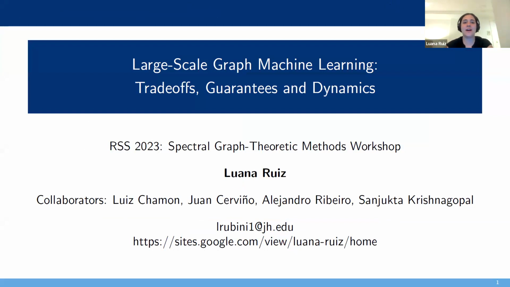Today I wanted to talk about some of the research that I did on machine learning on large-scale graphs. Specifically, I'm going to focus on interesting trade-offs, convergence guarantees, and learning dynamics, which were results that we were able to obtain by analyzing convergence of graph machine learning models on sequences of graphs.